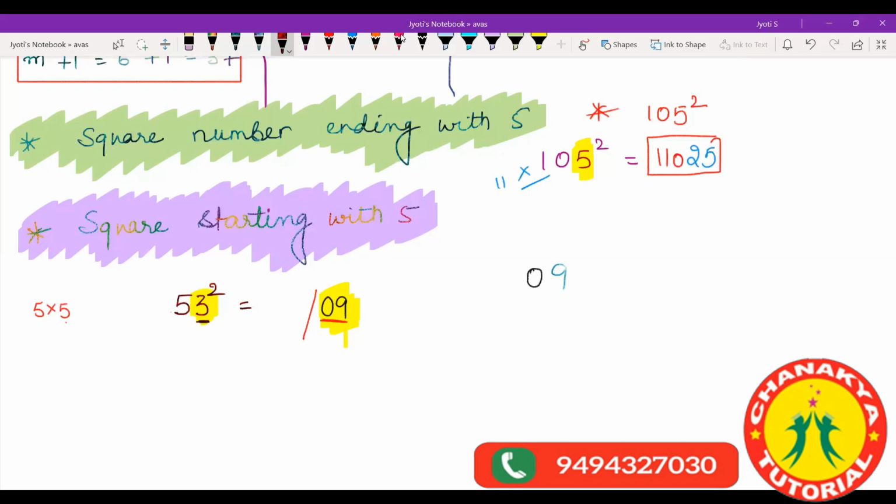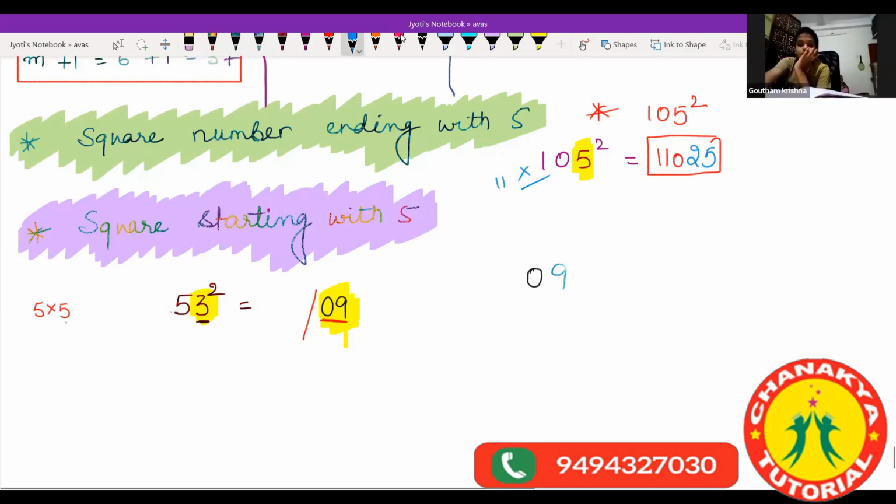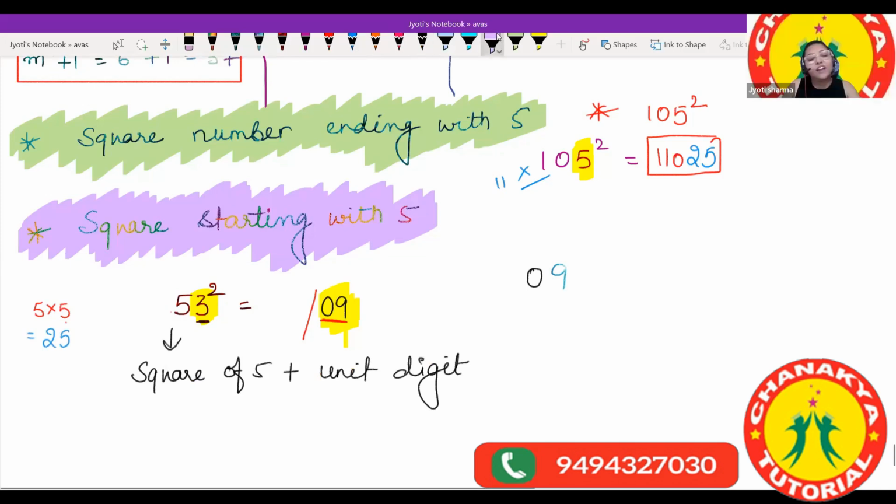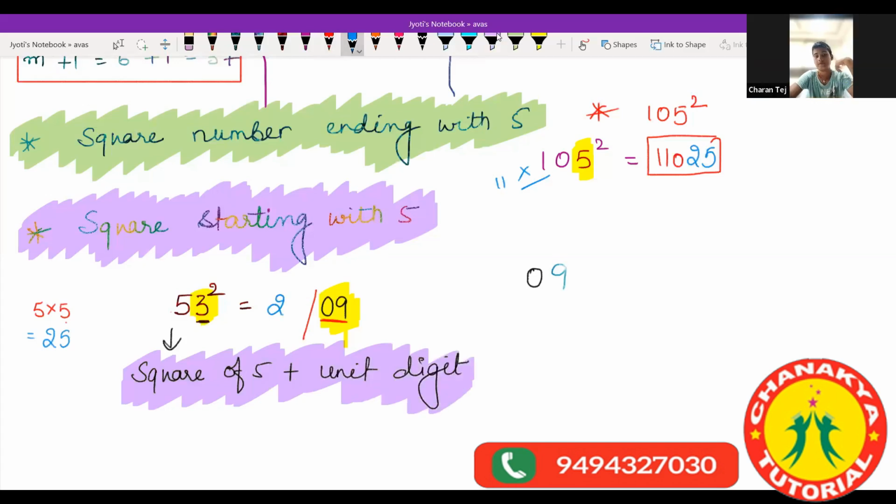Okay, ma'am. Now, what is 5 into 5? 25. Now you have to take the square of the tens place. Again, I'm writing the square of 5 plus the unit digit. What is your unit digit? 3, ma'am. So 25 plus 3? 28. And here's your answer, 2809.